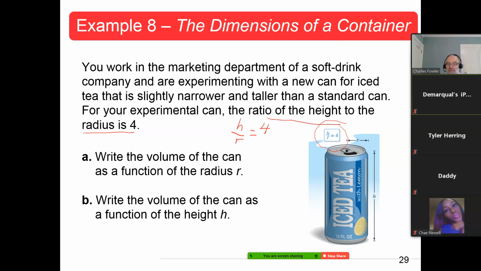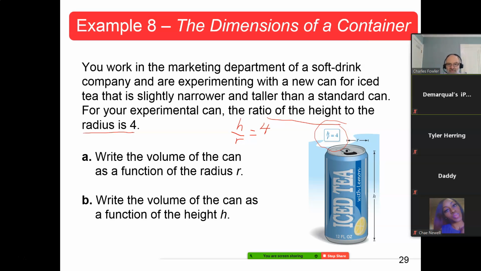Now, part A says, write the volume of the can as a function of the radius r. Now here's a can. They show you here, this iced tea can is circular. That's an assumption here, that it's a right circular cylinder. And the volume of a right circular cylinder is in the back of your book, but I'll tell you how to get it. I'll show you that in a minute.